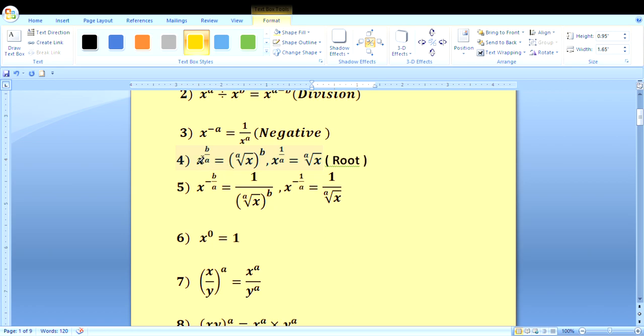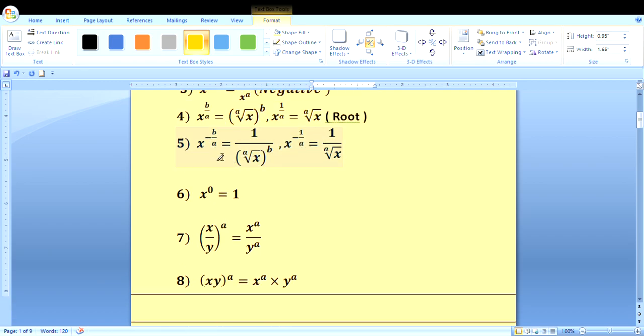Okay. Now we have root indices, x raised to the power b over a. If the power here is a fraction, all you need to do is take the root of the denominator of the power to base x, then raise it to the power of the numerator of the power. Okay, now this becomes the a-th root of x raised to the power of b. So you have to use a bracket to indicate it.